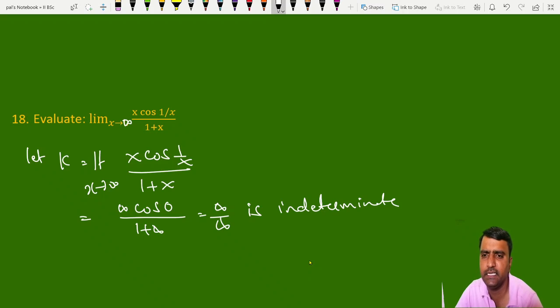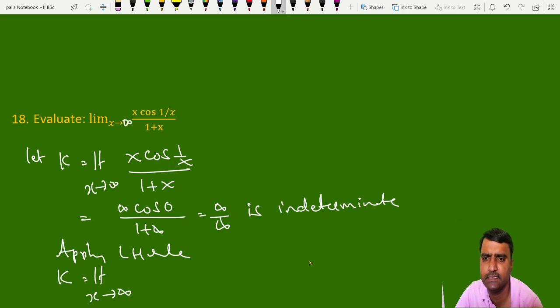If it assumes indeterminate form, then apply L'Hospital rule. So then k is equal to limit x tends to infinity, differentiate x cos 1 by x. So differentiation of x is 1 into cos 1 by x plus x, you keep it as it is, differentiation of cos is minus sin of 1 by x.